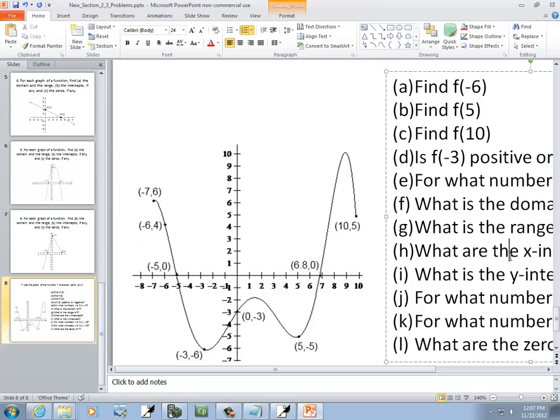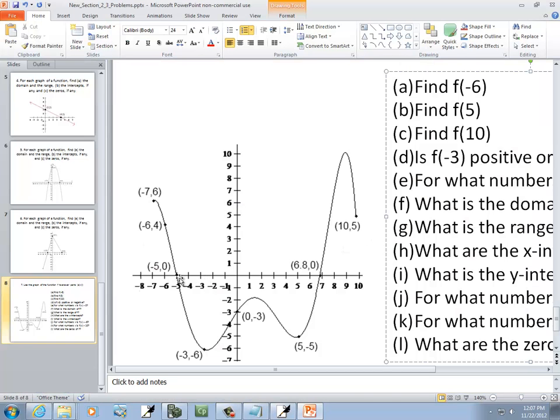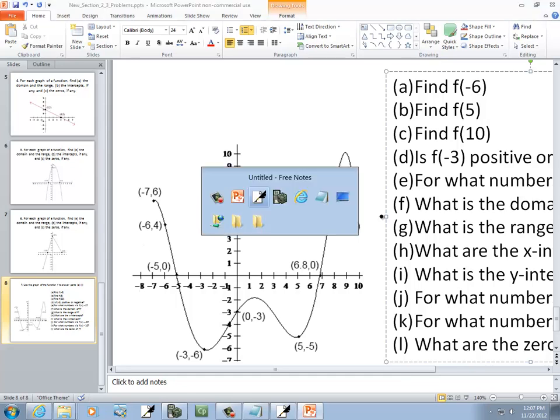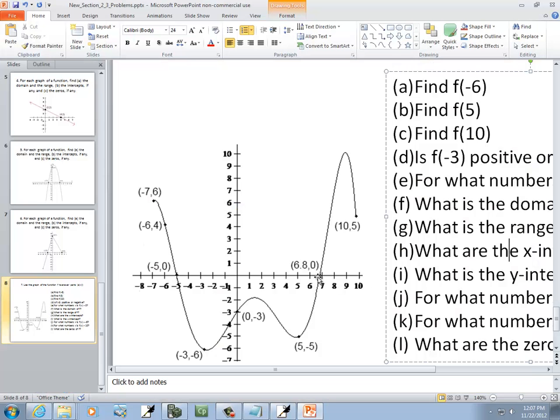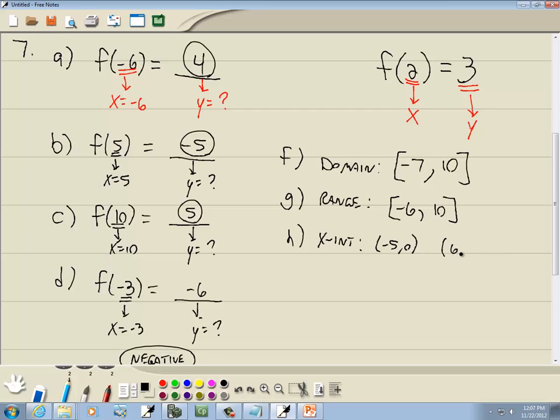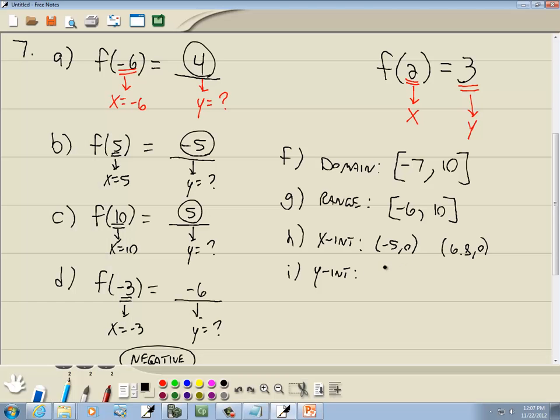H looks like, what are the x-intercepts? X-intercepts is where it touches or crosses the x-axis, which is negative 5, 0, and 6.8, 0. And y was our y-intercepts, and that's where it touches or crosses the y-axis, which is right here, which is 0, negative 3.